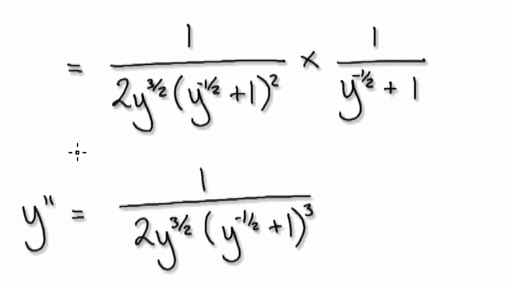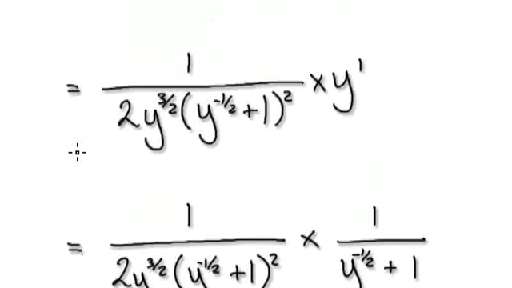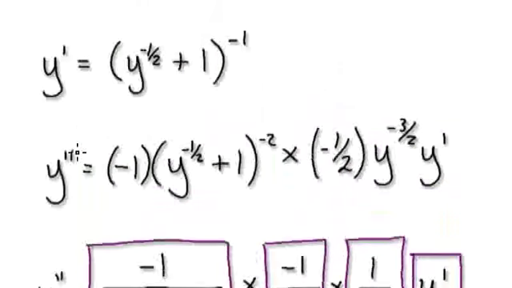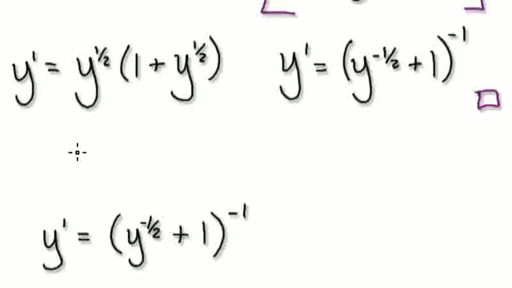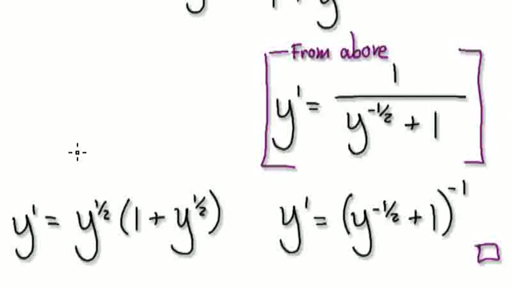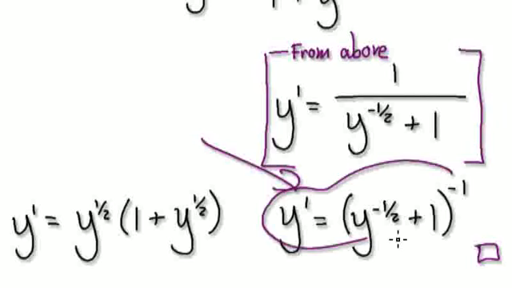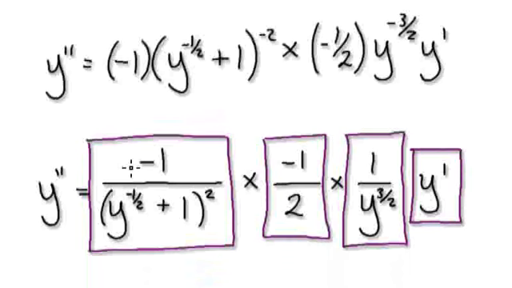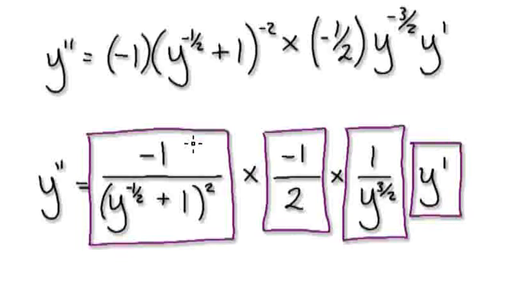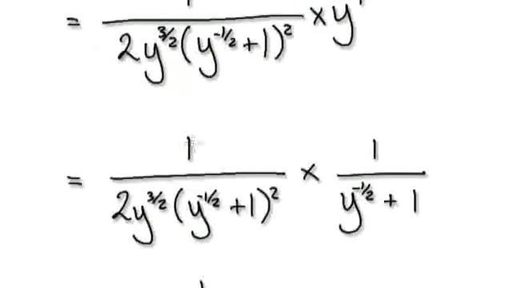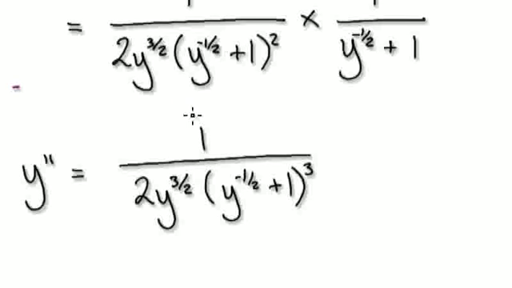The moral of the story is that sometimes you would try and simplify things, but then it turns out that the simplified version is not as good as the messy version. In this case, the messy version is better. It's just the way it goes. So your final answer here, y double prime, is this thing here.